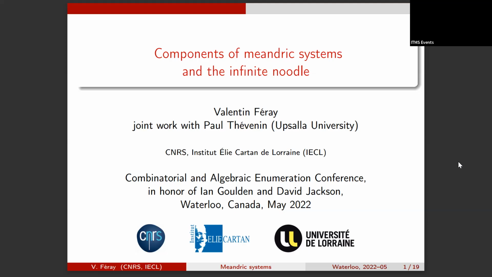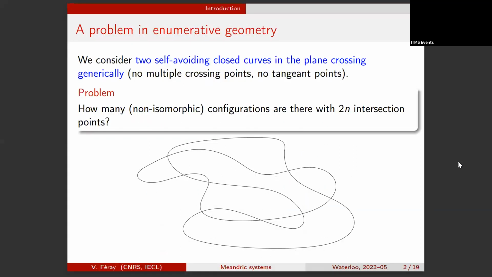Okay, so the starting question, I will start by explaining what these meandric systems are and what questions we have considered on them. So the problem takes its root in enumerative geometry. You know, in enumerative geometry, you look at some kind of geometric structure and you want to classify it and possibly count them. So we've seen discussion on ramified coverings of the sphere.